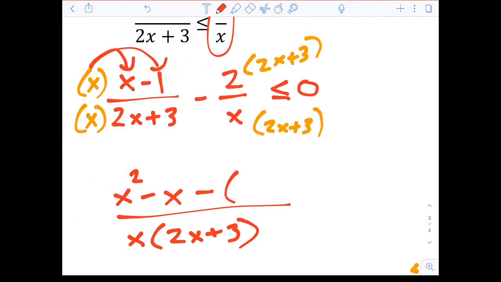So what is that subtracting? So this part came from the first one. We're subtracting all these terms that we're going to have. So 2 is going to distribute through, 2 times 2x and 2 times 3. We're going to have 4x plus 6.